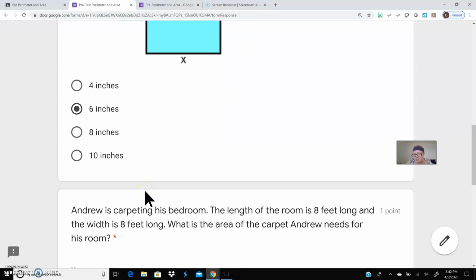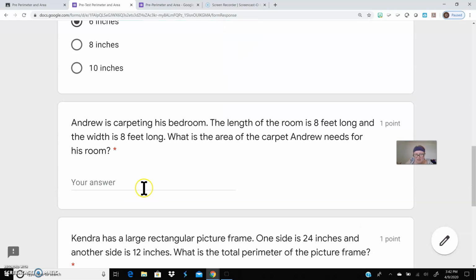Remember how we partition shapes? That's the same thing. Okay, Andrew is carpeting his bedroom. The length of the room is 8 feet long and the width is 8 feet long. What is the area of the carpets?